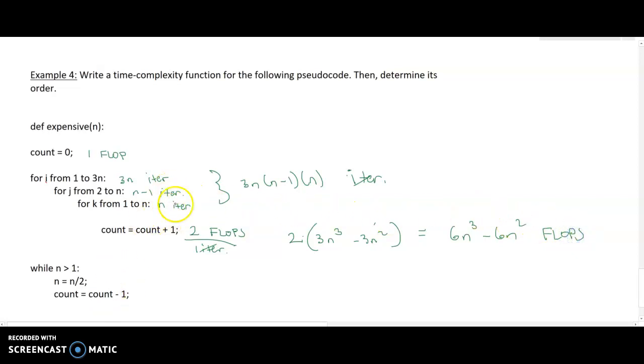Next, and in the next video we'll finalize this, we have a while loop, and that while loop will continue to run until a certain condition is met. So this will continue to loop, but not for a fixed number of times, until the point where this reaches something smaller than 1.